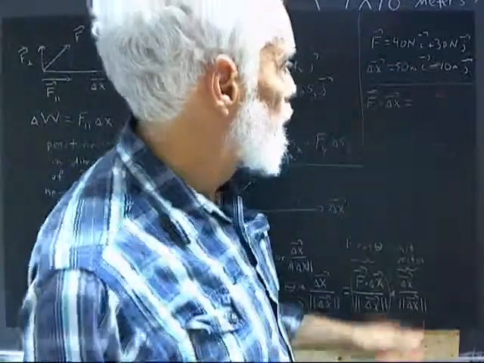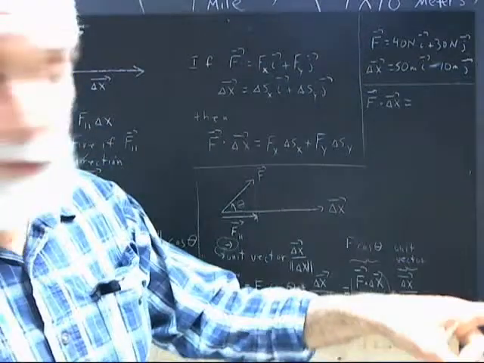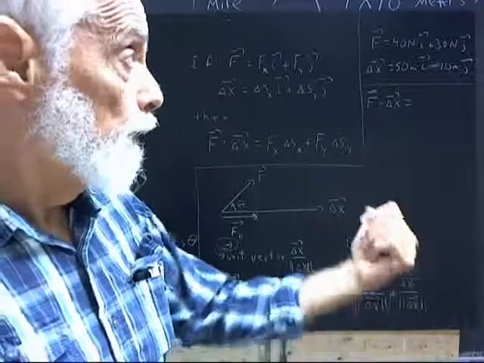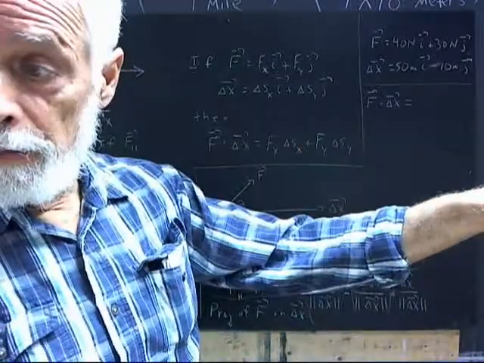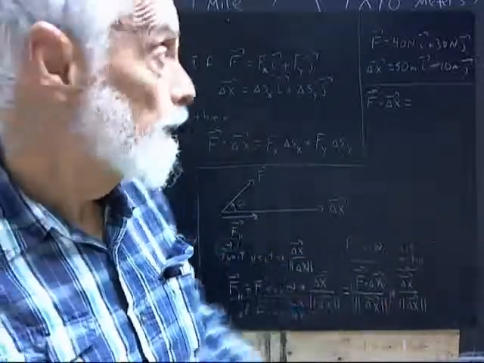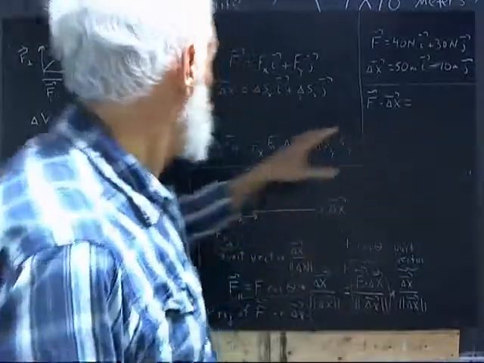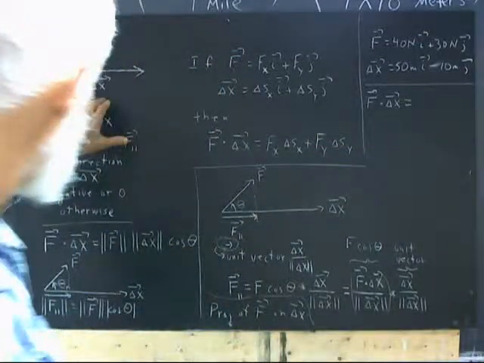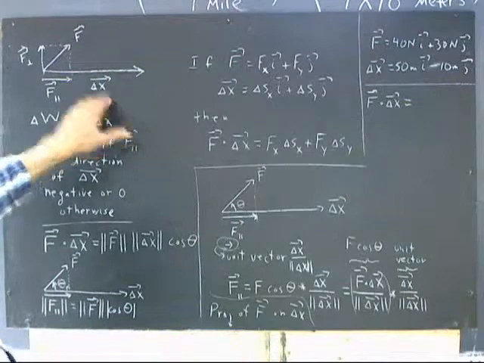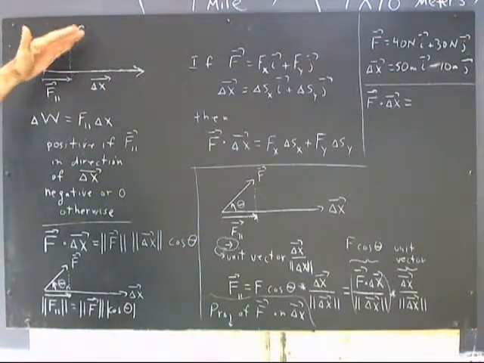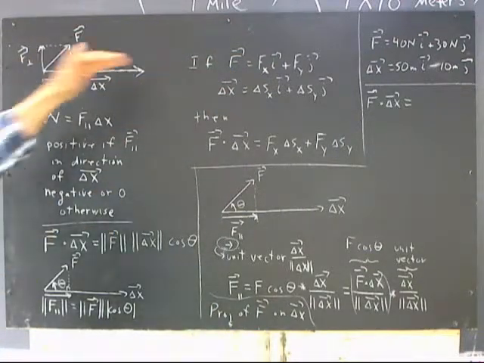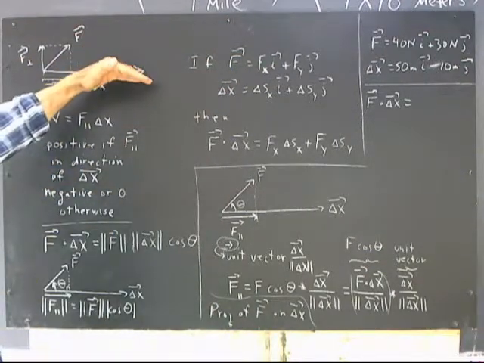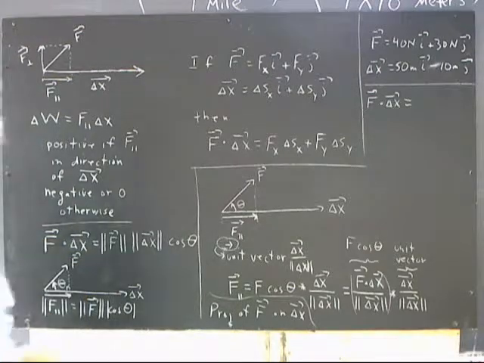Now let's just do an example. Let's say that your force F is 40 newtons in the i direction plus 30 newtons in the j direction, and that your delta x is 50 meters in the i direction and negative 10 meters in the j direction. So you could adjust this picture: this vector would be a little closer to horizontal if your x-axis is horizontal, and this vector would be a little bit below horizontal.